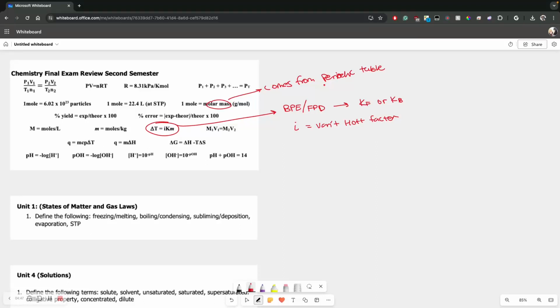M1V1 equals M2V2, the classic dilution equation, where M is molarity and V is volume. As long as your volume's in the same unit for V1 and V2, you can use either milliliters or liters. Just keep that in mind. You can't just use liters and milliliters at the same time. They have to be the same unit.